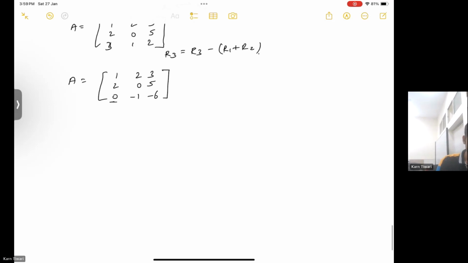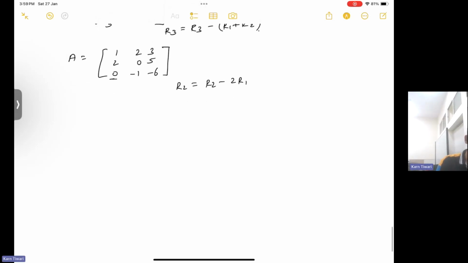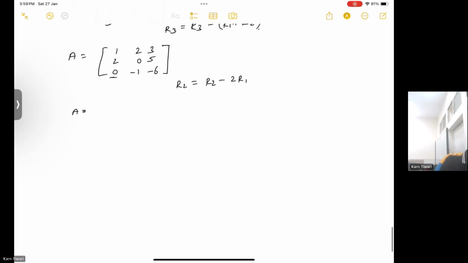Now perform row 2 equal to row 2 minus 2 times row 1. Perform this operation. It simply becomes 1, 2, 3, 0, minus 4, minus 1, minus 6, 0. So this is my pivot 1.